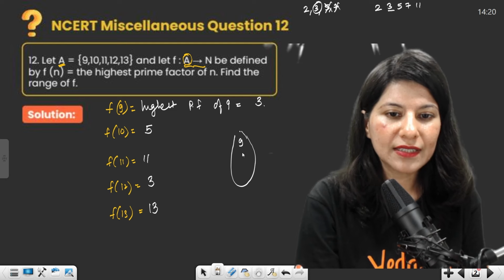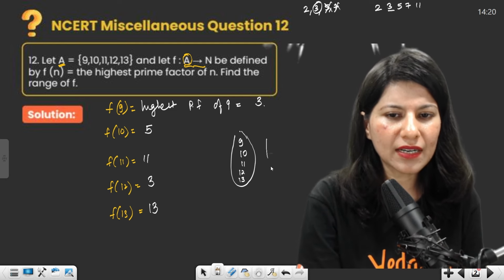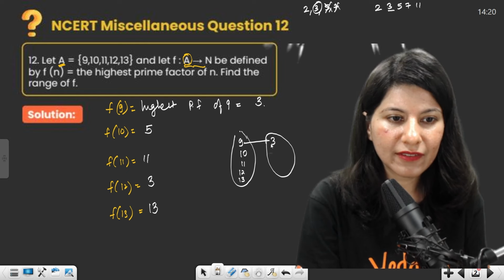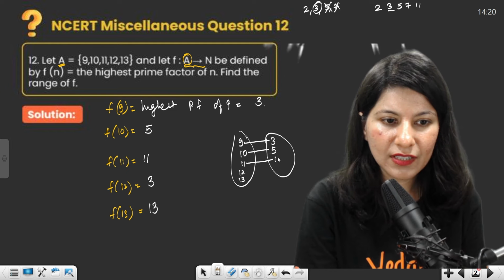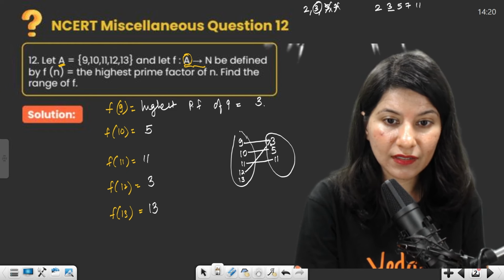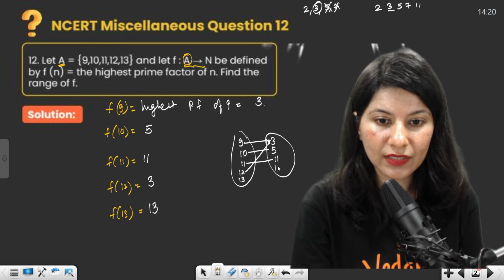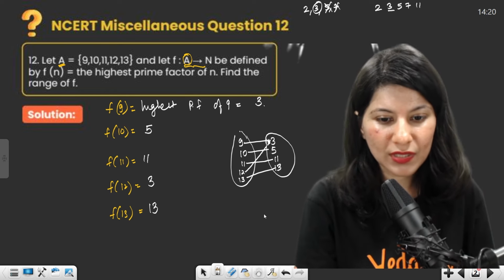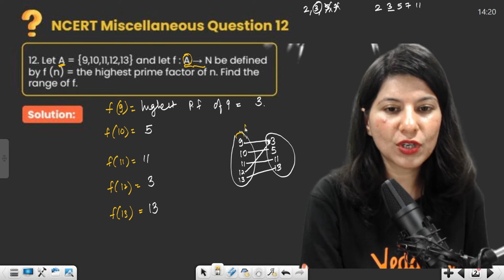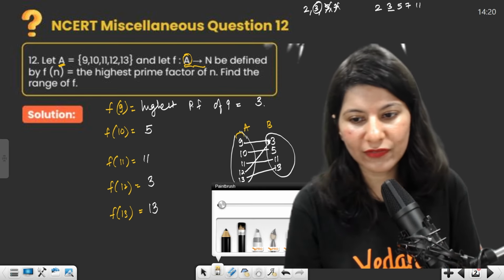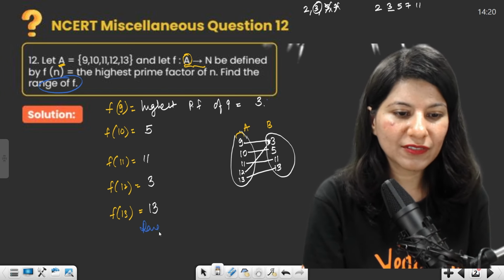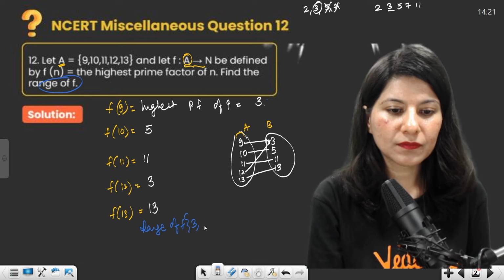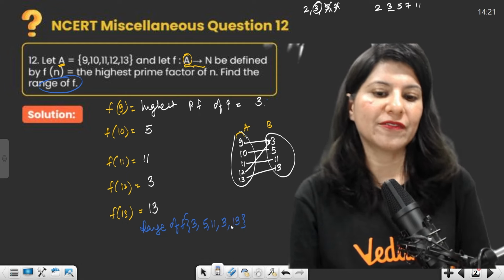And now, the mapping diagram. Mapping diagram gives a lot of clarity. 9 ka we have 3, then 10 ka we have 5, 11 ka we have 11, 12 ka we have 3, 13 ka we have 13. By the way, this mapping diagram is not at all required because this time they have not asked us to check whether it is a function or not. They are simply asking the range of F. The range of F is 3, 5, 11, 13. 5 elements in range of F.